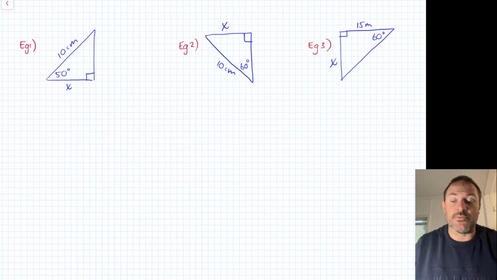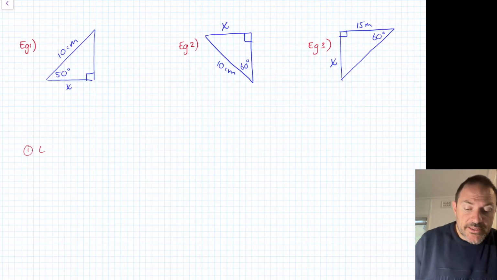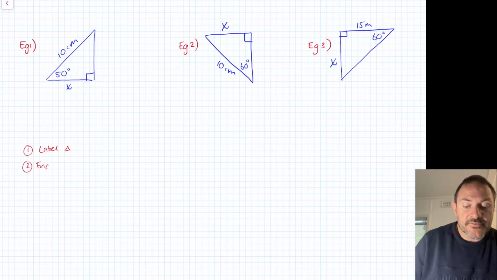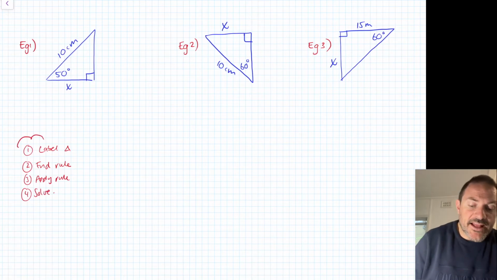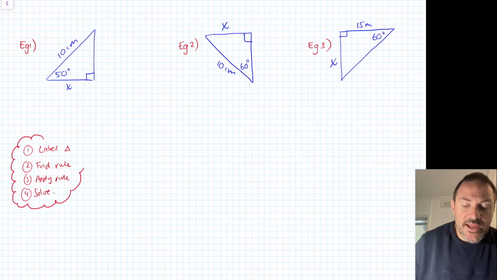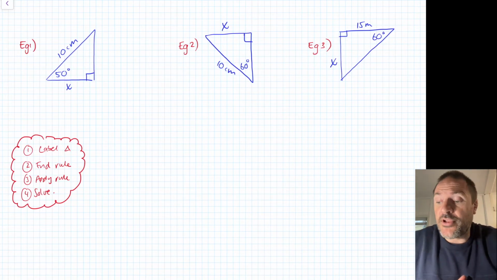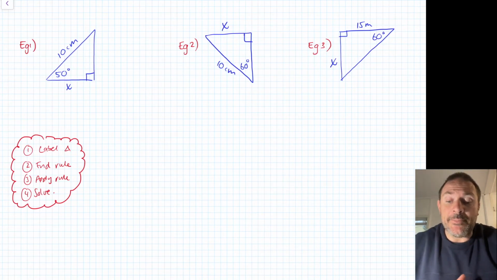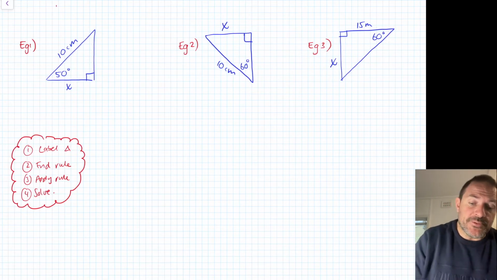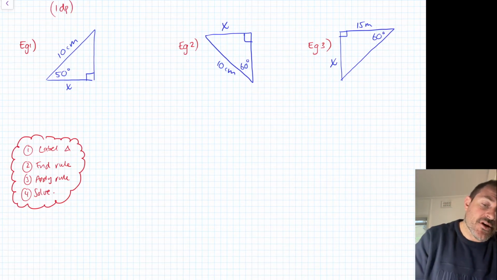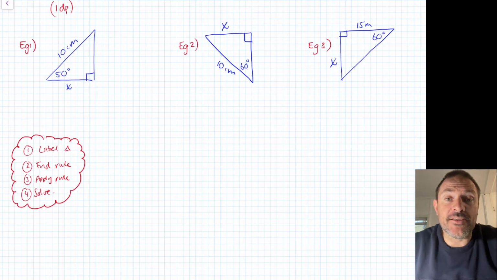You can pause in just a moment. I want you to label the triangle. I want you to find the rule. I want you to apply the rule. I want you to solve. So that's what I want you to do for each of these questions. Please press pause, have a go at the 3 questions and see how you go. Let's say to 1 decimal place for all of these questions. 1 decimal place for our rounding. Okay, good luck.